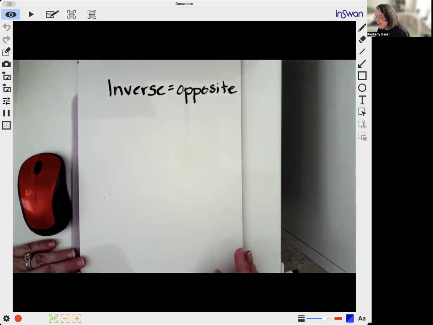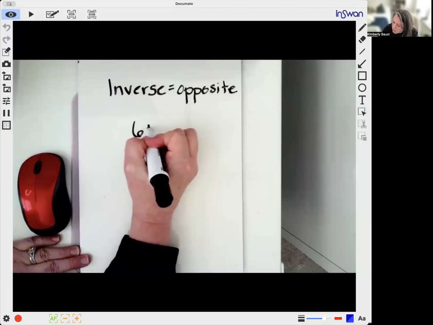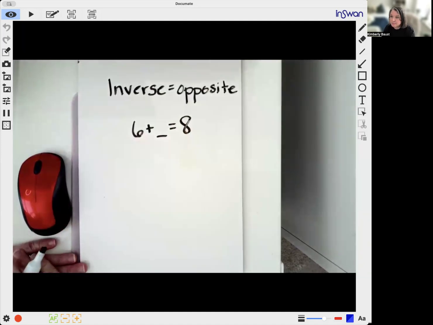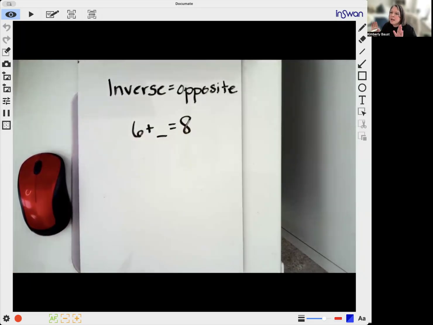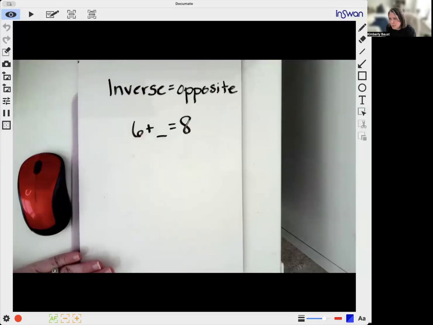So now, if I gave you the problem, okay, 6 plus blank equals 8. And I said, use the inverse operation to find the missing number. Now, you're smart enough to just go 6, 7, 8, count up and know it's 2. But we always start with easy problems that you already know the answer to so that you can learn to solve harder problems, right? All right, so we know the answer is going to be 2, but how do we show that with an inverse operation?